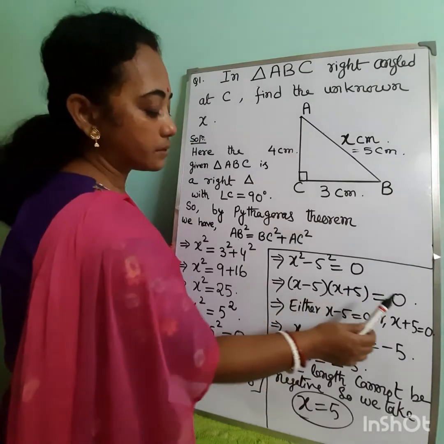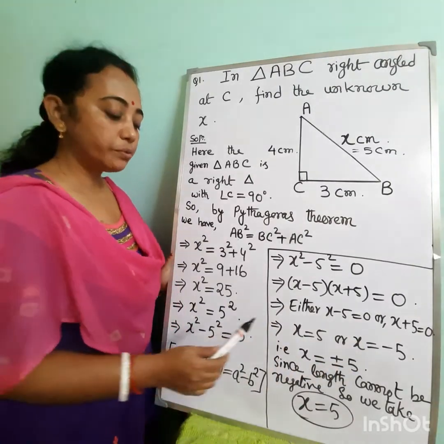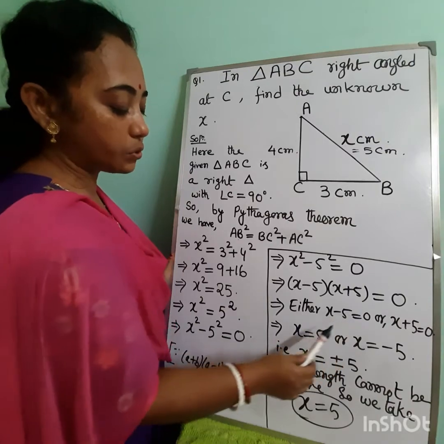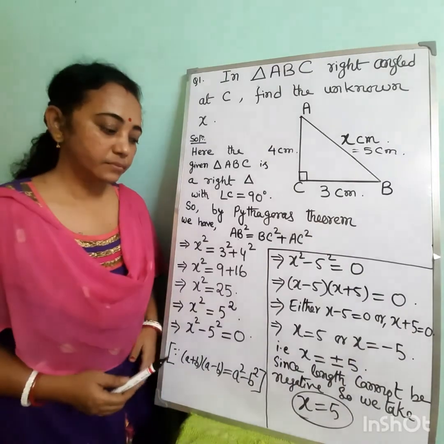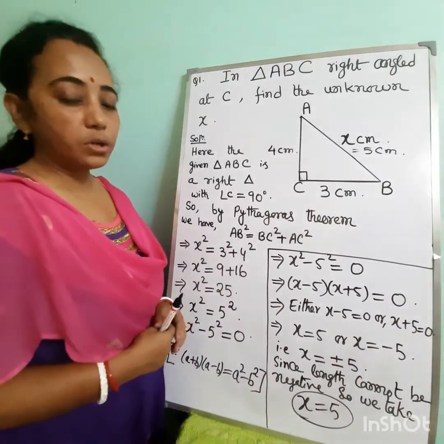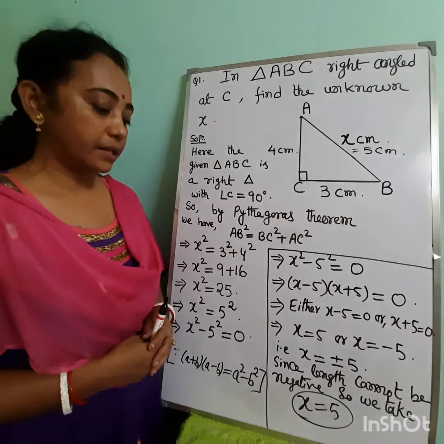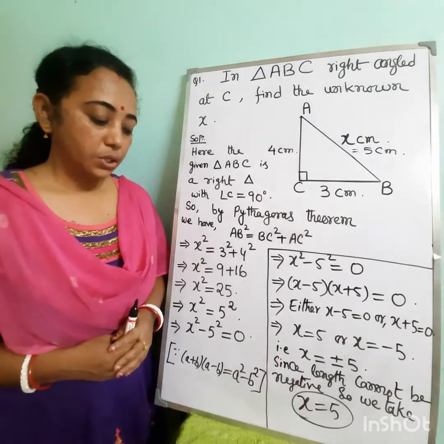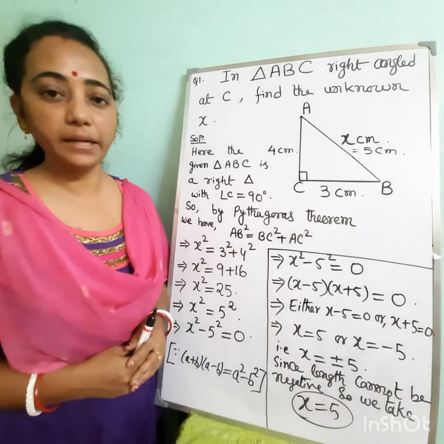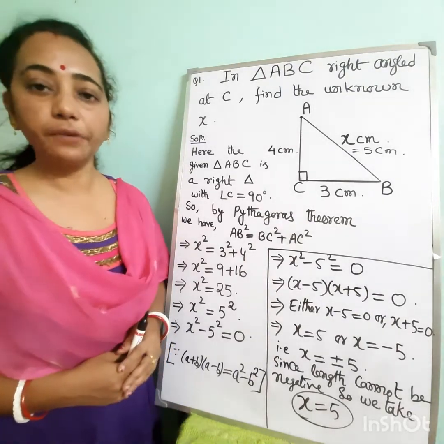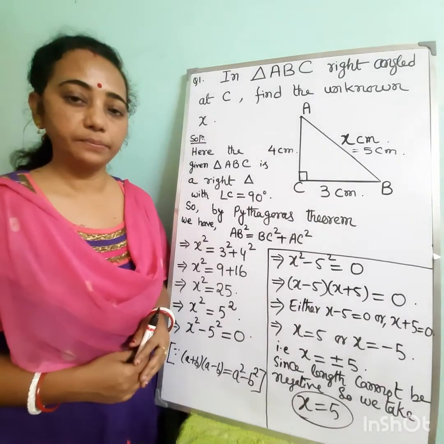So the product of two factors is equal to 0 means either x minus 5 equal to 0 or x plus 5 equal to 0. Which implies x minus 5 equal to 0 means x equal to 5, or x equal to minus 5. That is, x equals plus minus 5. But here x denotes the length of the triangle, so length cannot be negative. So we take x equal to plus 5. We will not consider the negative sign here. So the value of x will be only 5, not minus 5. Therefore AB is equal to 5 centimeter.